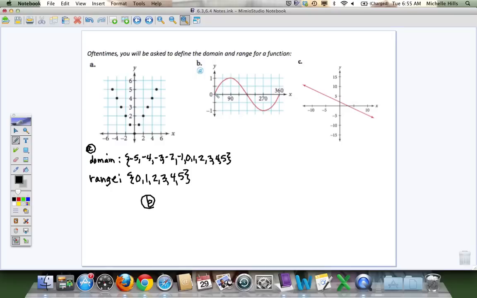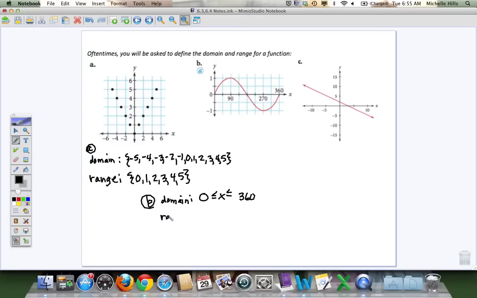For B, give myself a little bit of room here. This is a curve, so it's not just 0 and 45 and 90. These aren't just distinct points. These are all together. So I have to do a compound inequality to say what's happening with my x values. My domain, and I do need to label which one's which: x is between 0 and 360. So 0 is less than or equal to all of the x values on this curve, and all of these x values are less than or equal to 360.